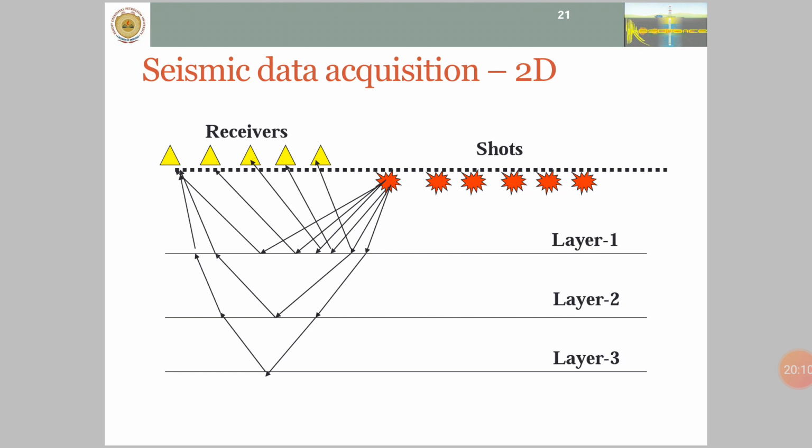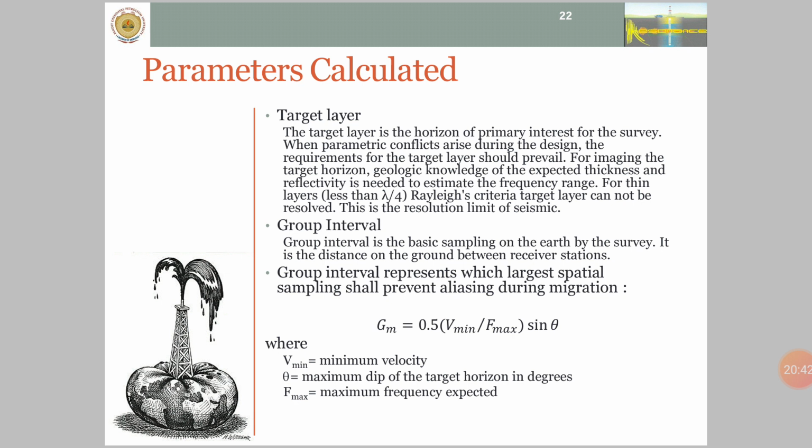This is seismic data acquisition. We know that the subsurface is layered. We can see layer 1, layer 2 and layer 3. The shots are equispaced, and the receivers are also equispaced. The first shot got blasted and the energy got reflected from layer 1, layer 2 and layer 3, and it goes and is received at the receivers. So that's how we acquire the data in the case of 2D.